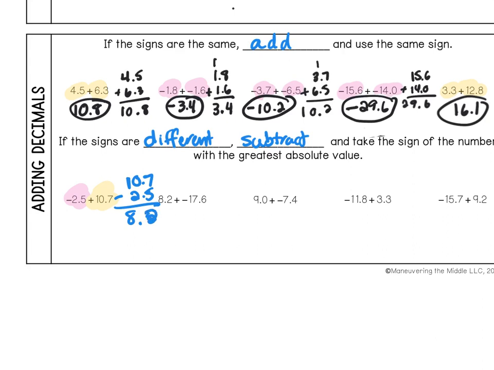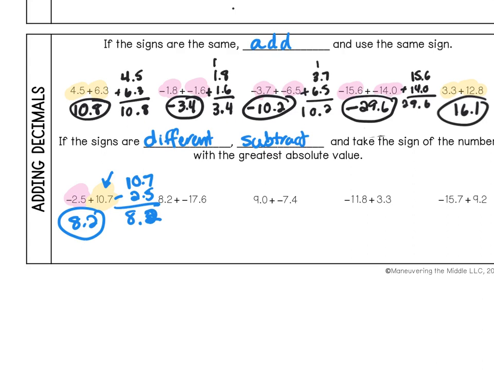8 and 2/10. That's my error there. And now I look to see which number has the highest absolute value. Well, it's 10 and 7/10, so this 8 and 2/10 is positive. So I'd like to try the third one over.